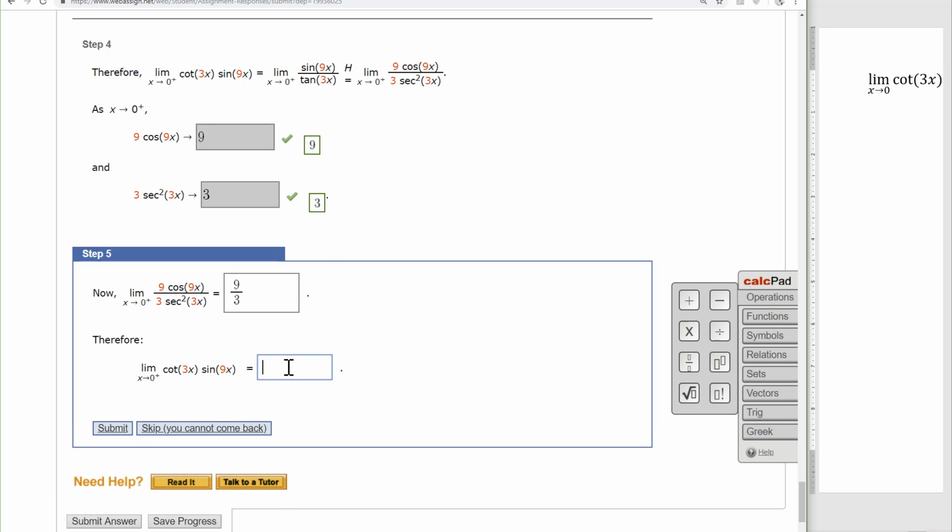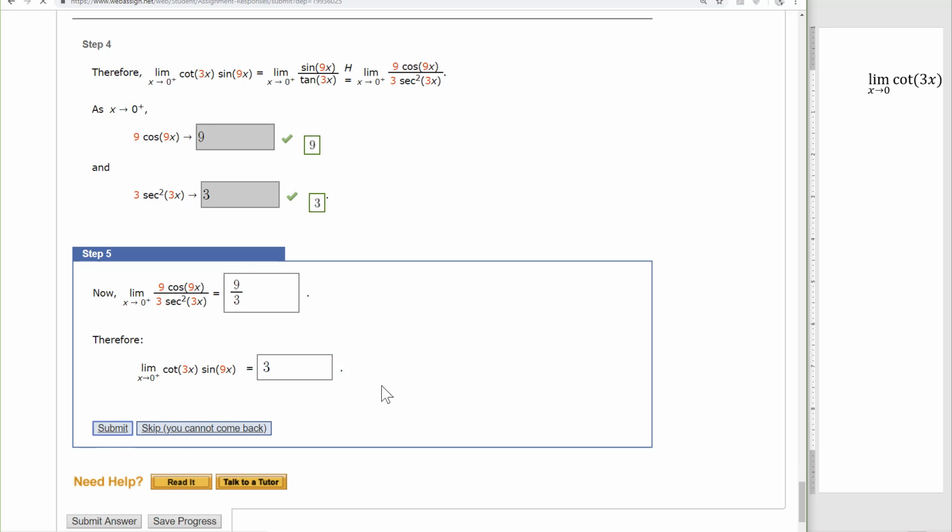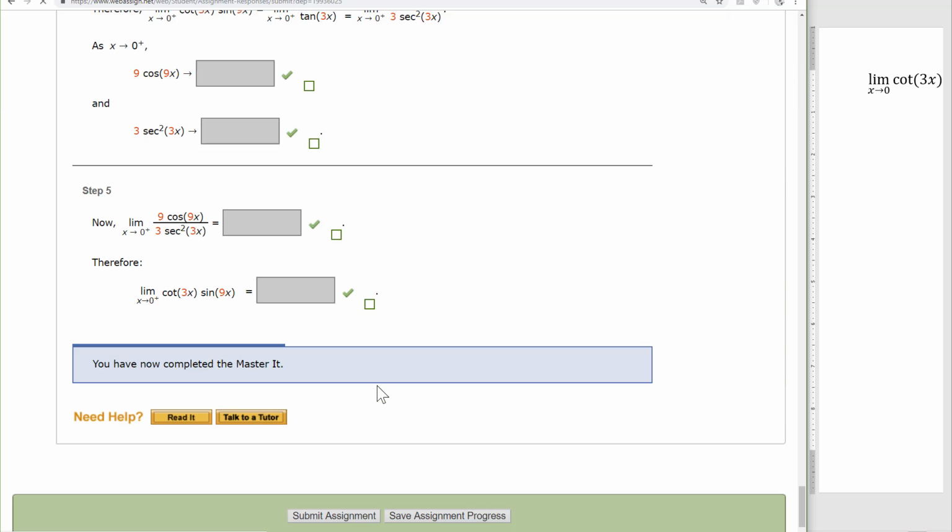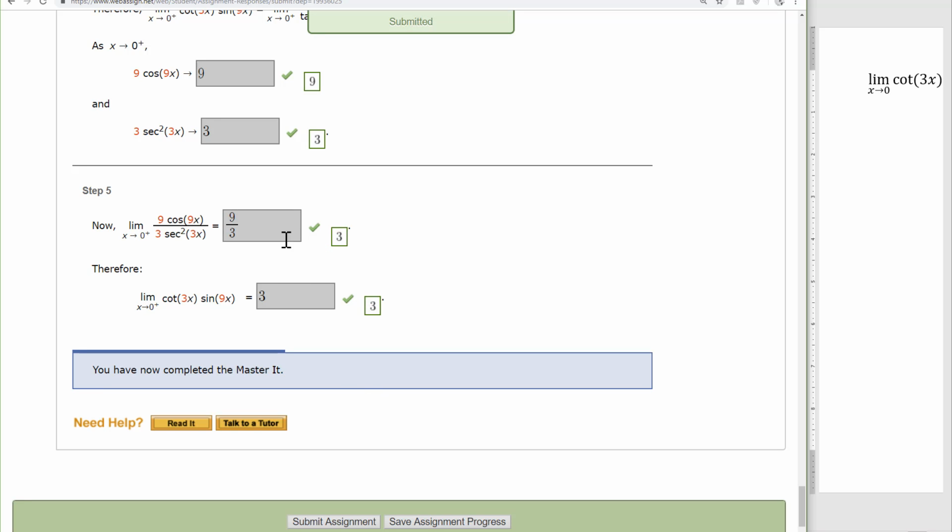I suppose we should simplify that. But let's see if they take 9 divided by 3. Okay, so that worked out okay. And this is the final answer. So the limit of our original problem is going to be 3. Okay, hope that helps.